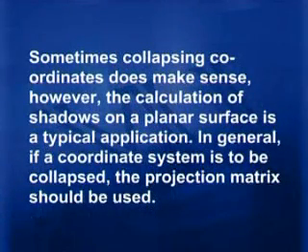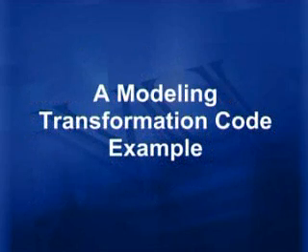Sometimes collapsing coordinates does make sense. However, the calculation of shadows on a planar surface is a typical application of this. In general, if a coordinate system is to be collapsed, the projection matrix should be used. Now we are going to take a look at a modeling transformation code example.